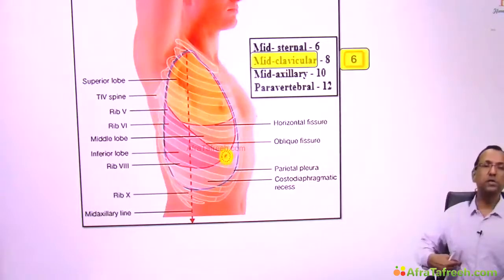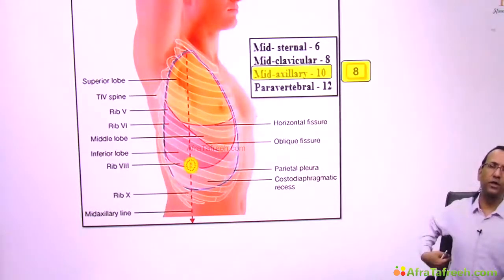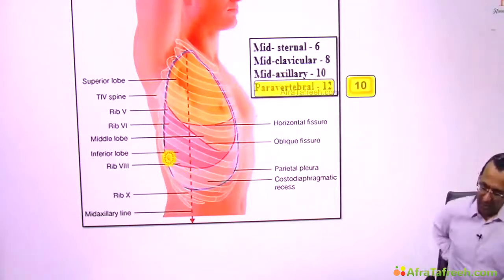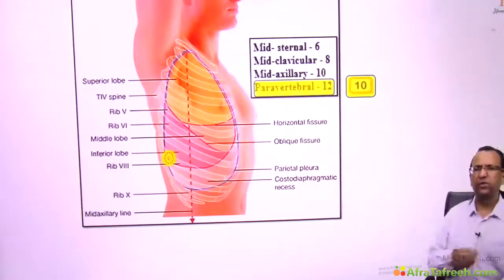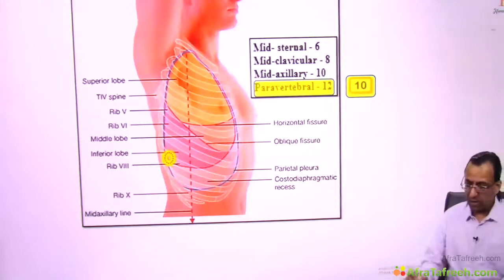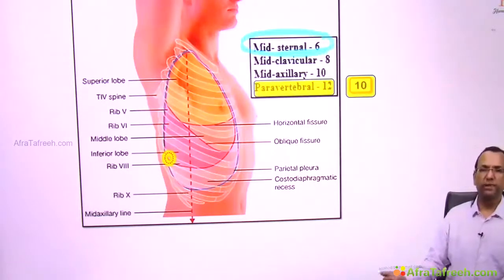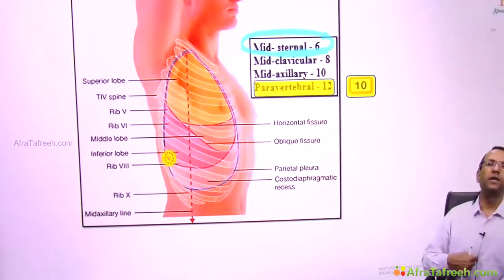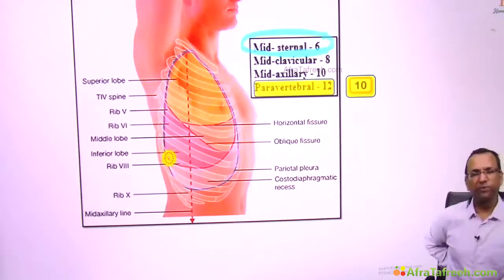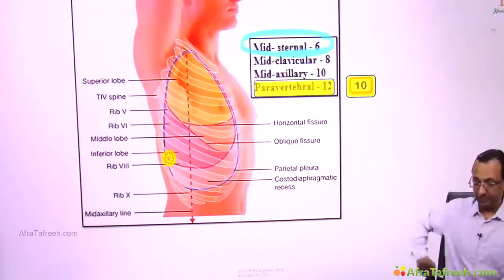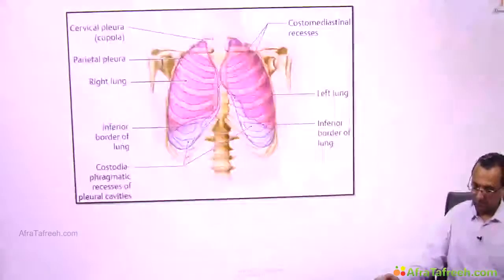In the mid-axillary line, it is now the 8th rib, 2 ribs higher than the pleura. And in the paravertebral line, it is the 10th rib, 2 ribs higher than the pleura. Instead of doing all that, just remember that lung and pleura are at the same level in the mid-sternal line, the 6th rib. After that, the lung remains 2 ribs higher. Just remember the pleura, and for the lung you can derive it by subtracting 2, 2, 2. But in the mid-sternal line, it was the same.